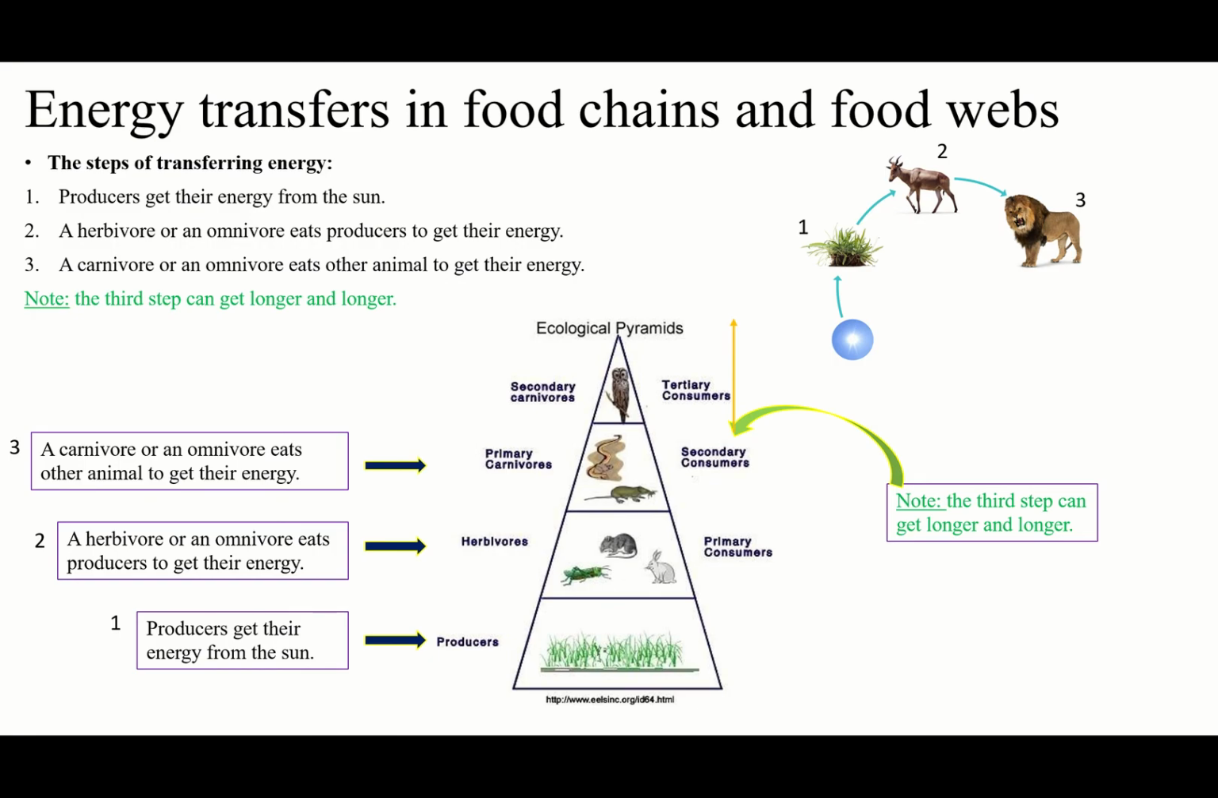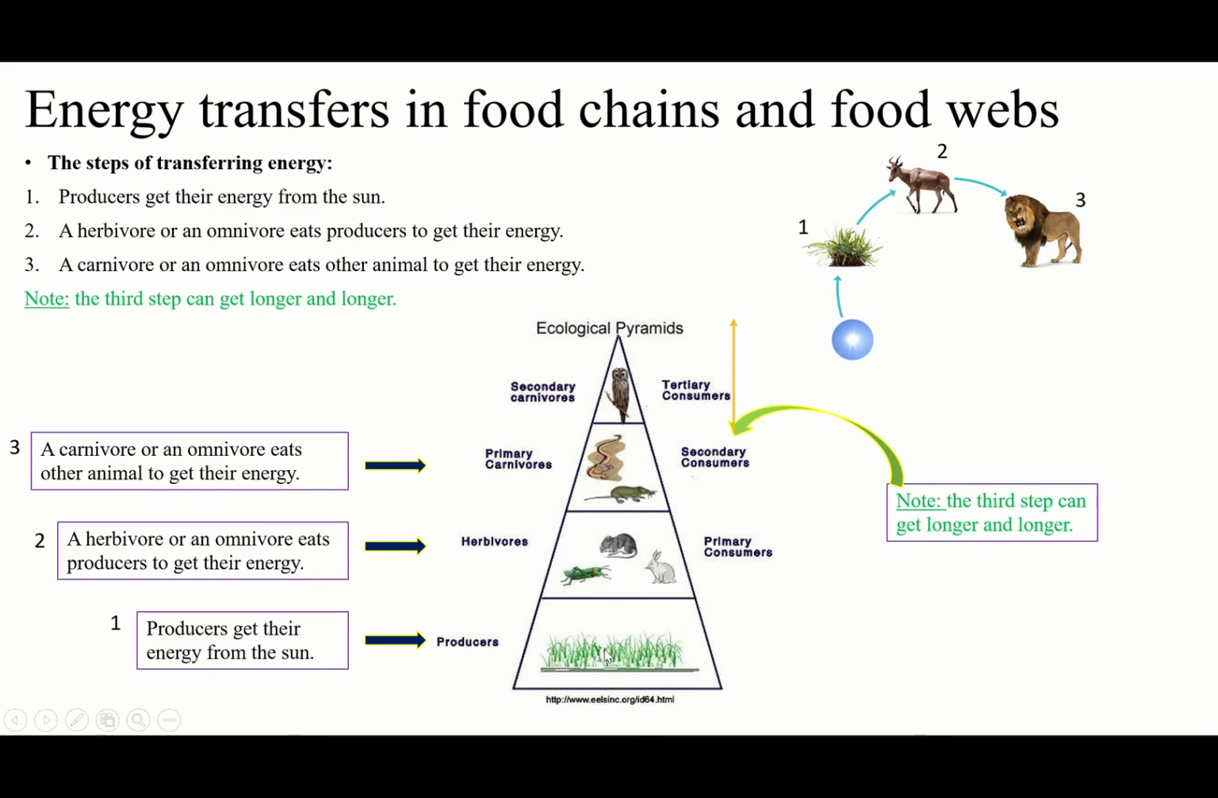There are animals that are eating another animal. It means the others are eating meat. It must be a carnivore or omnivore, right? So that's a point that you have to know about them. And the third step can get longer and longer, as we said.